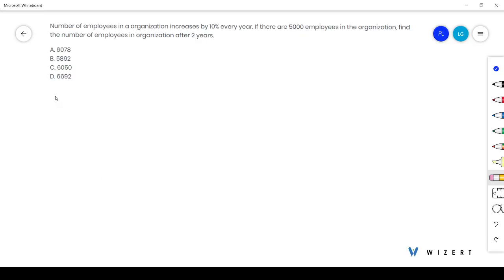Our question is, number of employees in an organization increases by 10% every year. If there are 5,000 employees in the organization, find the number of employees in organization after 2 years.